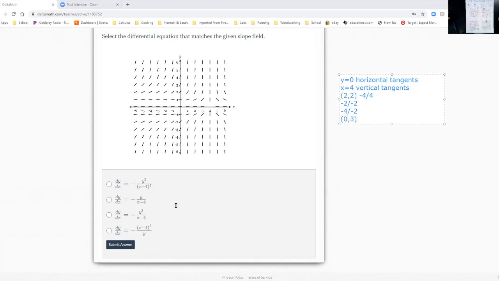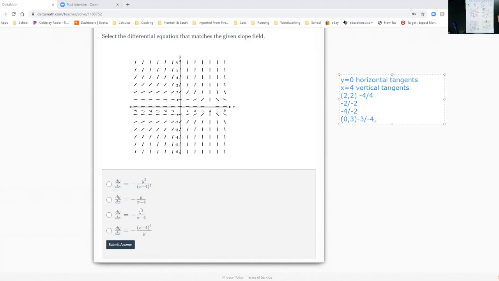Okay, so what happens when you put it into, because we've narrowed it down to these two, what happens when you put 3 in for y? So that would be negative 3 divided by, and then 0 minus 4 would be negative 4, right? So 0, 3, we should have a positive slope right here, right? And we do. Okay, so how about the next one?